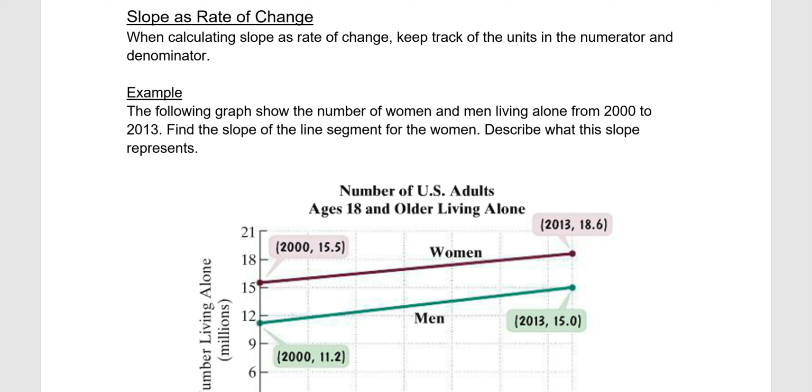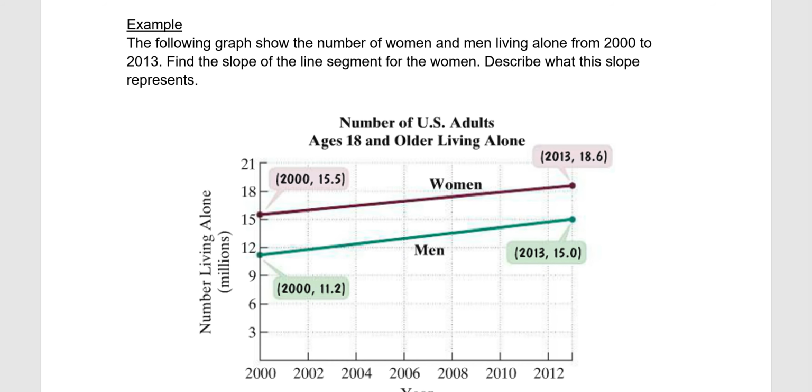Okay, so for the next thing, we're now going to be thinking of slope as a rate of change. So when we're calculating slope and we're thinking of it as a rate of change, what we're going to have to do for a final answer is make sure we keep track of the units in the numerator and the units in the denominator. So let's see an example here with this graph.